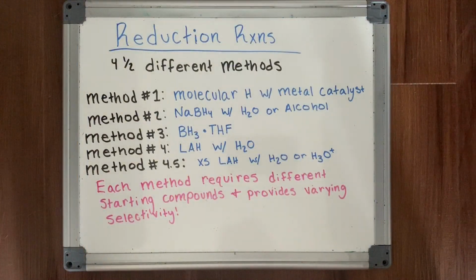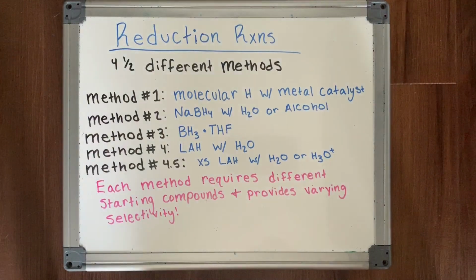Reduction reactions are next. We have about 4.5 different ways that you can make alcohols from a reduction reaction. I said 4.5 instead of 5 because one of the methods isn't quite different enough to be its own method, but there are still some differences. So now we are going to go into detail for each of these methods, what you need, and how they produce different types of alcohols.